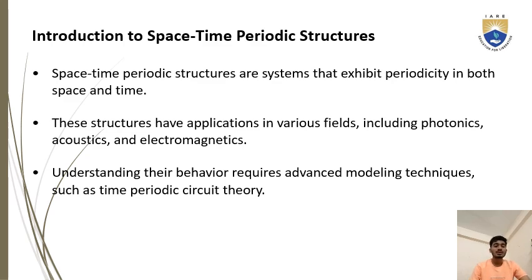Examples. Crystals. Crystals have a periodic arrangement of atoms in space. Time crystals. Time crystals have a periodic arrangement of atoms or particles in time. Periodic lattices. Periodic lattices have a repeating arrangement of points or objects in space.